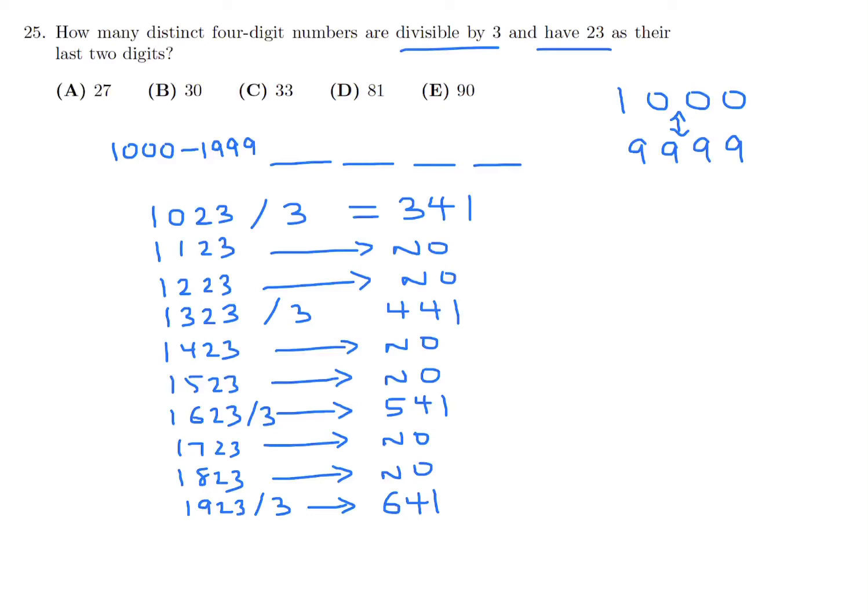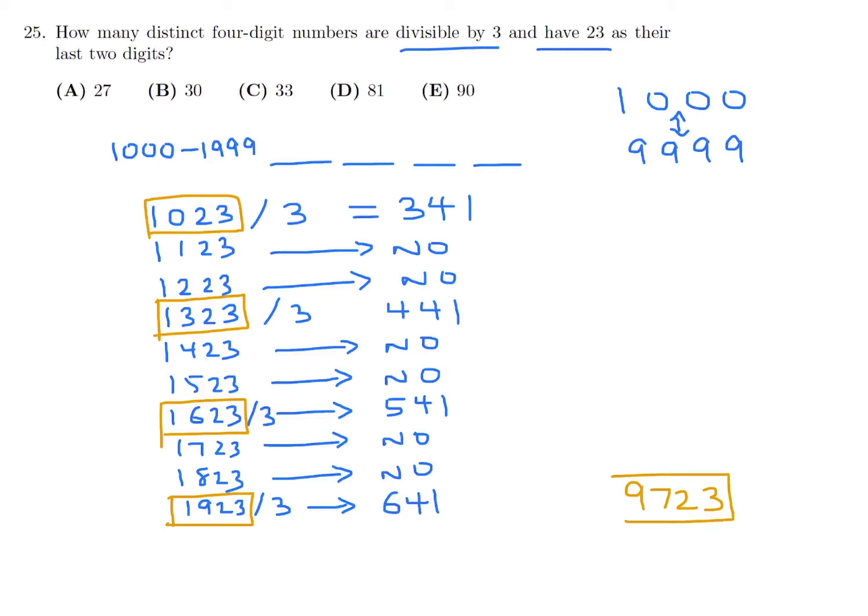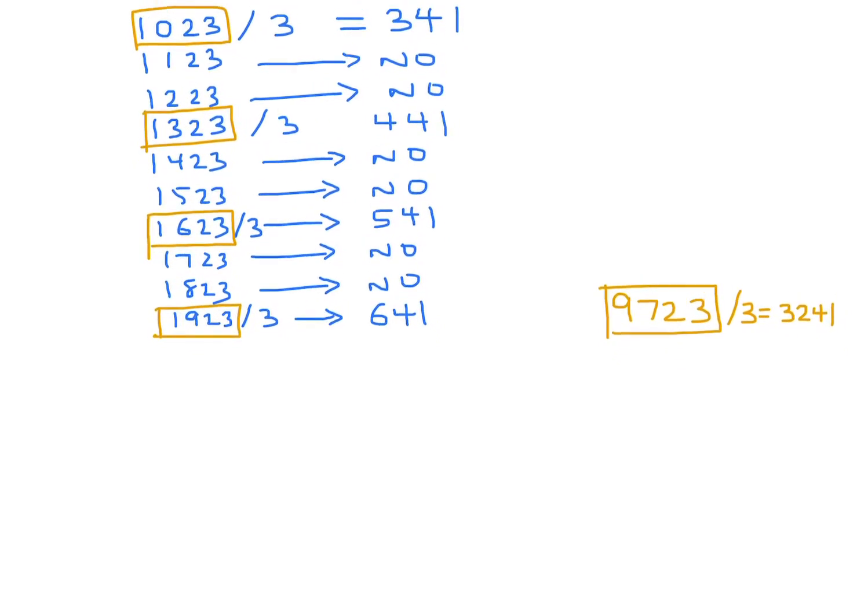So basically, it looks like if you keep adding 300 to each of these numbers, it will fulfill both of our criteria. You see what happened there? If I keep adding 300 all the way up to the very end, and the very end will be 9723, because that divided by 3 is 3241. Okay? So that basically are all of our numbers that fit both criteria. They have 23 as their last 2 digits, and they're divisible by 3.